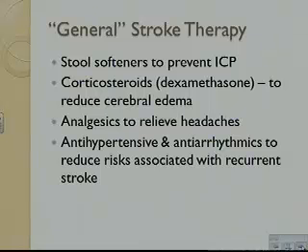You have had an attack to the brain. And stool softeners are used to prevent intracranial pressure, ICP, because if I have to strain, and I've already got areas that need to heal, that might cause more problems.